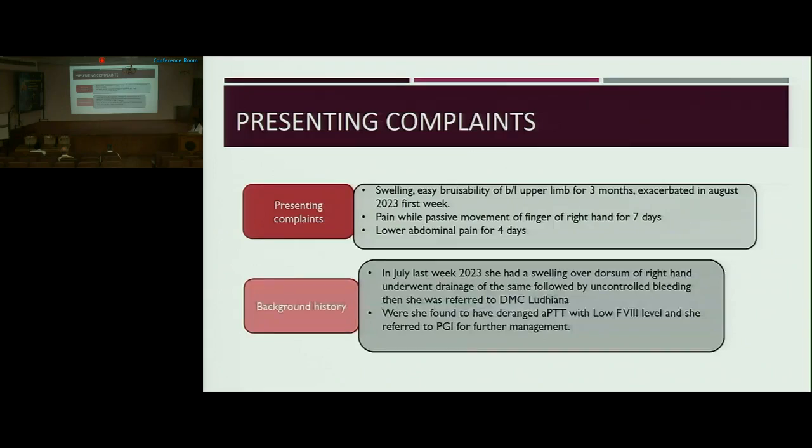In the background history, in the last week of July, she had a swelling over the dorsum of the hand, for which she underwent drainage followed by uncontrolled bleeding. She was referred to DMC Ludhiana, where she underwent a panel of tests. She was detected to have a deranged APTT with a low factor level. She was referred back to PGI.